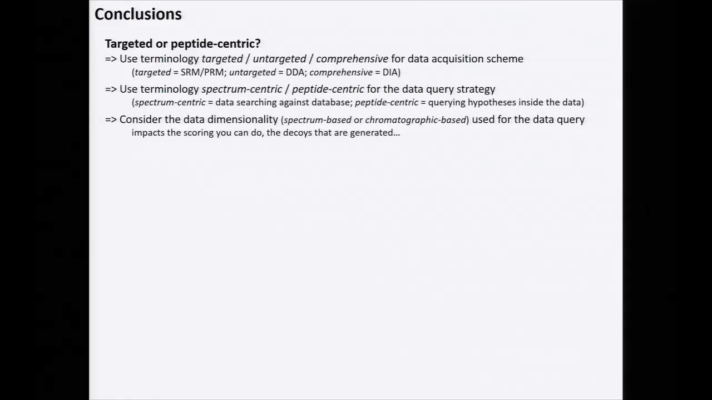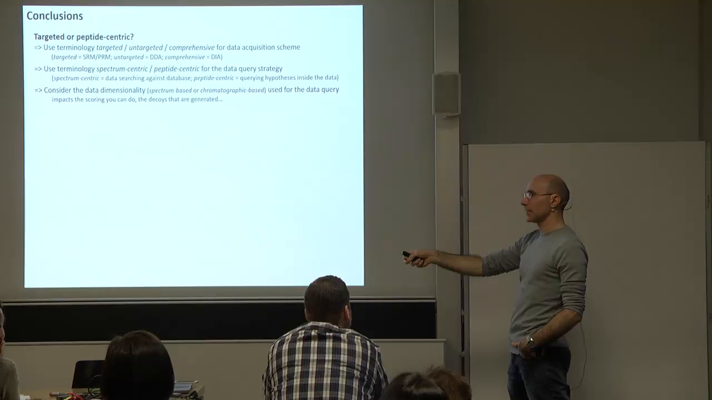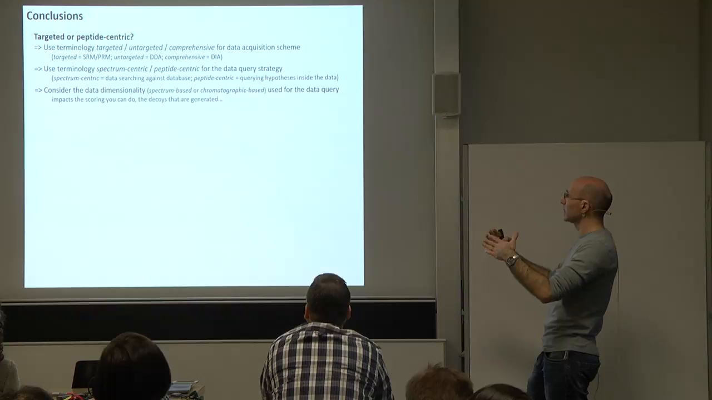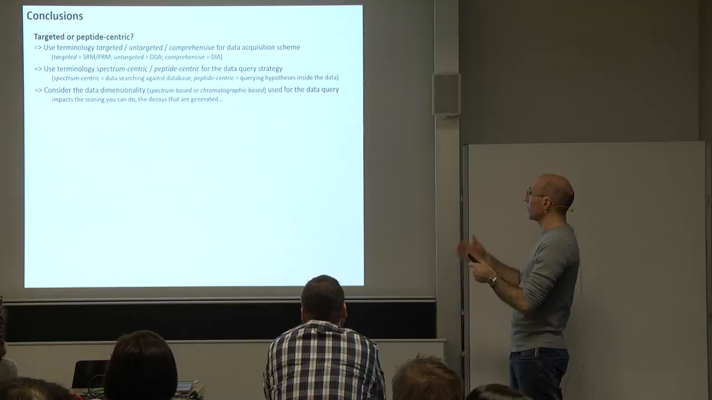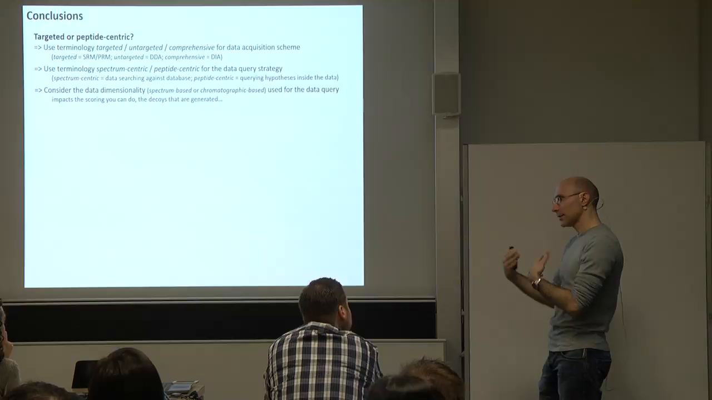The terminology about the data query is now called spectrum-centric and peptide-centric. Spectrum-centric refers to people that start from the data, and from the data trigger searching against the database, while the people that call peptide-centric start from a querying hypothesis: is my peptide present in my data, and they look for that peptide inside the data, okay? And now again, as I showed you with the data dimensionalities, you can even do peptide-centric in a spectrum dimension, or peptide-centric in a chromatogram dimension. It will impact the scorings that you can do, it impacts the decoys that you need to generate, but basically you can now cross the different dimensionality in the different query modes that you want to do.